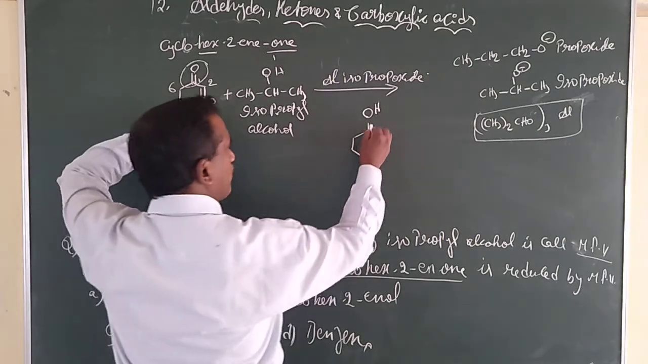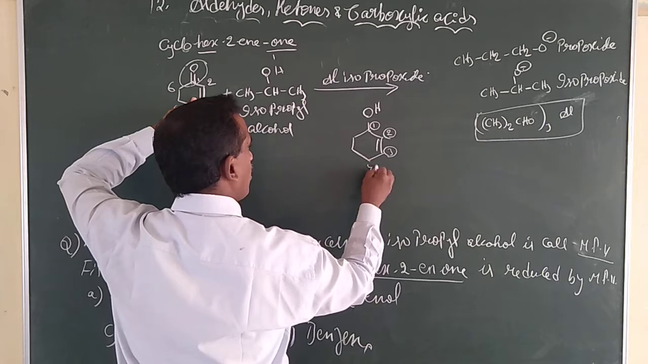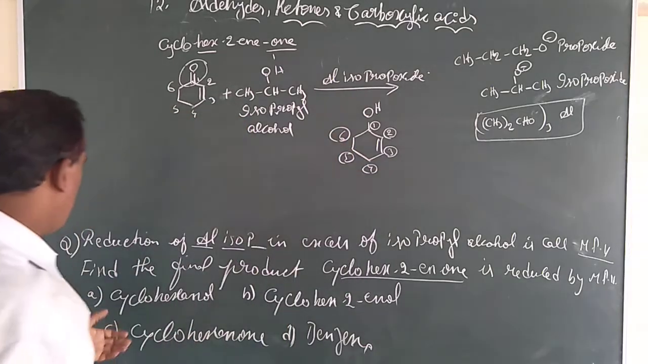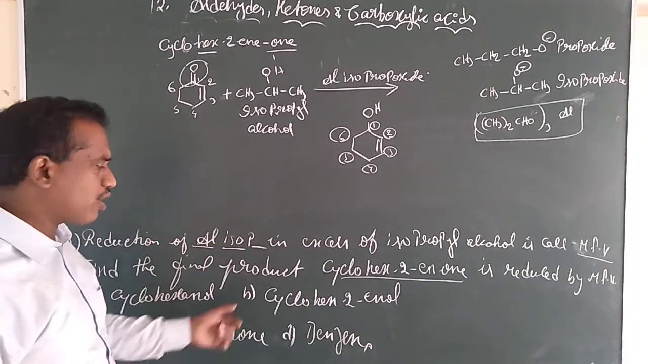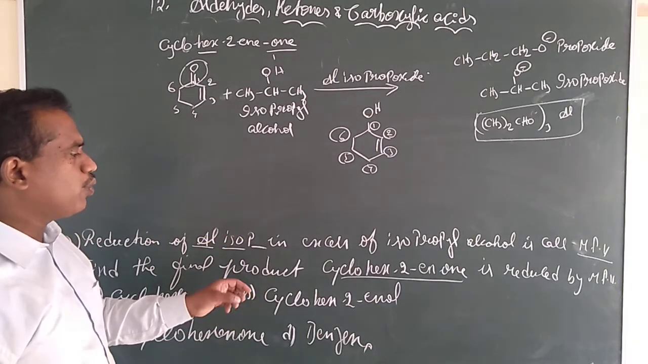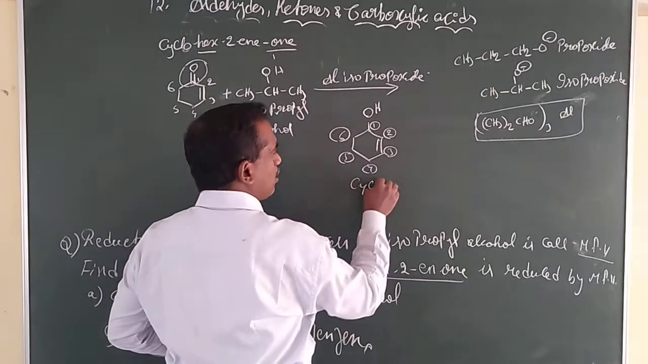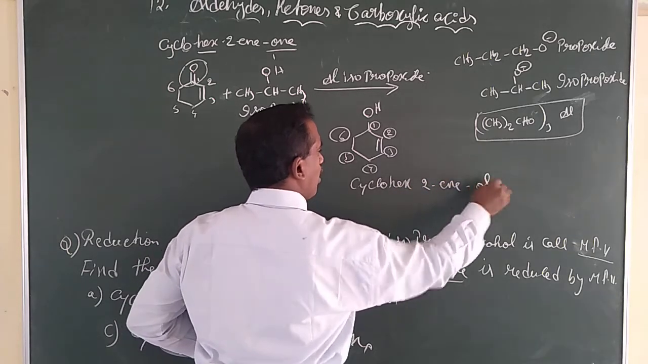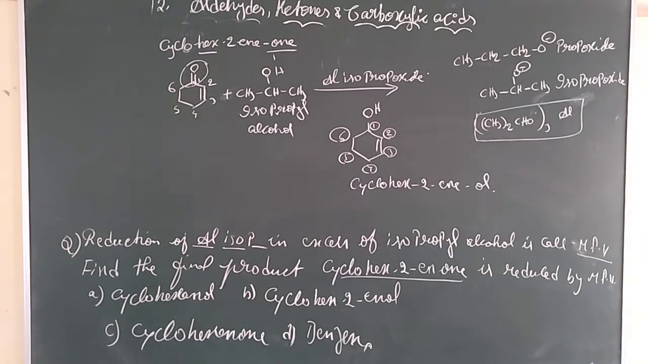Then give a name for this one. 1, 2, 3, 4, 5, and 6. Find out the correct option. Cyclohexanol means the alkene is not there, so option A is wrong. Cyclohex-2-enol: the alcohol got the first position. This is called cyclohex-2-enol. I hope you understood. Yes, write it down. We will go on.